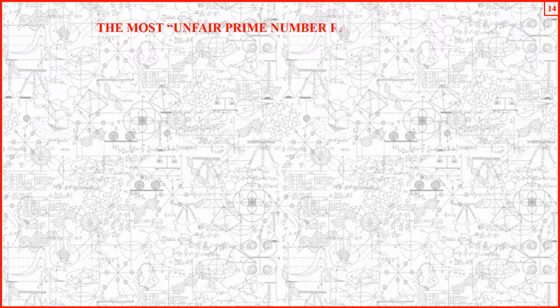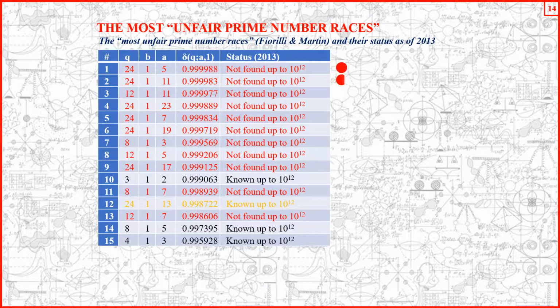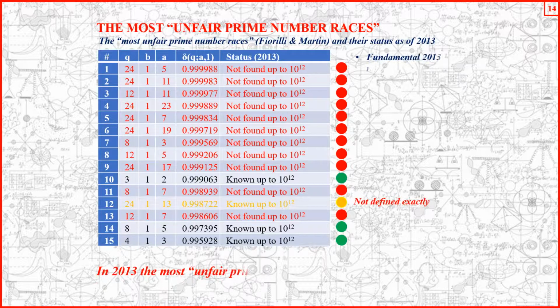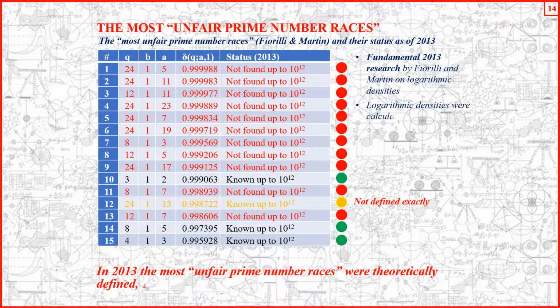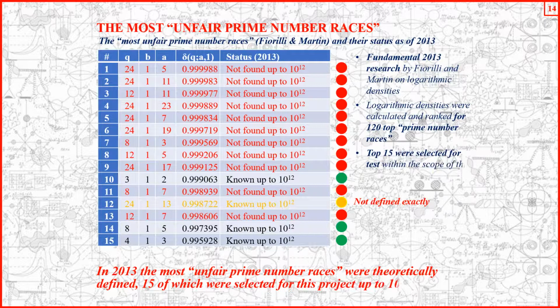Using this idea, two Canadian mathematicians Fiorelli and Martin in 2013 calculated and published logarithmic densities for 120 most biased prime number races. I selected top 15 of them for this project. When Fiorelli and Martin published their article in 2013, there had been negative zones known for only 4 races from their top 15 list.